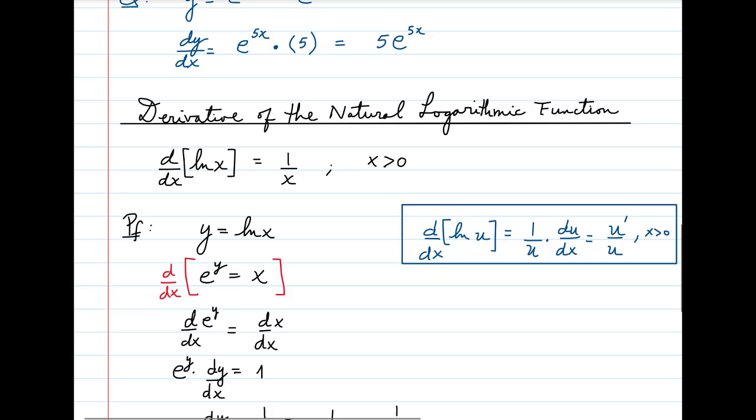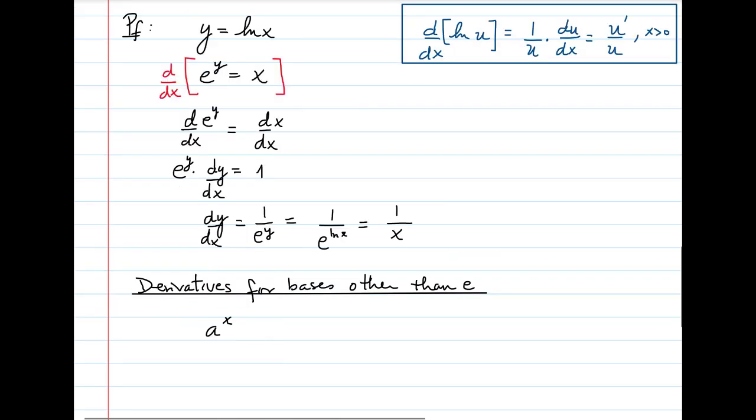All right, well, now you may ask, I know what the derivative of e to the x is, and what the derivative of ln of x is, but what about if we have an exponential or a logarithmic function with a different base, different from e? In that case, chain rule is also going to help us derive those rules.